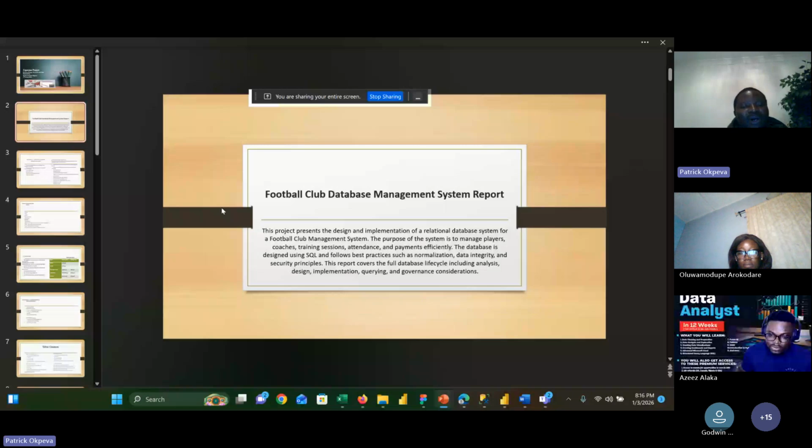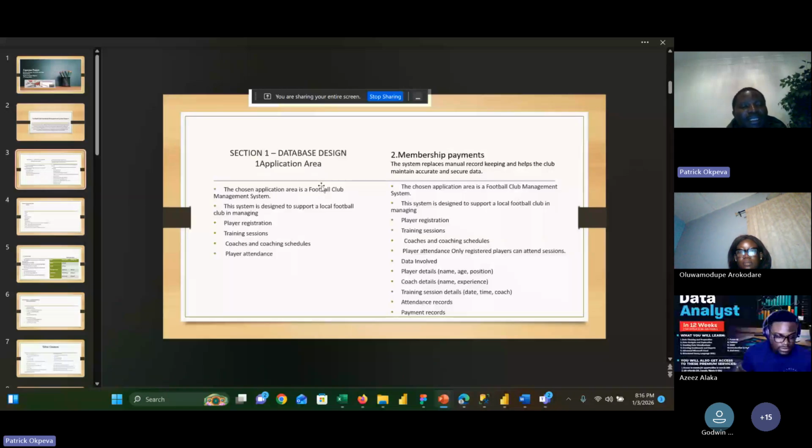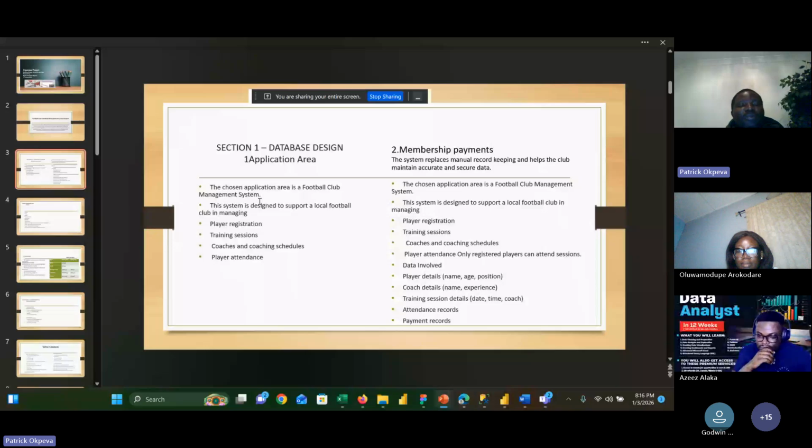Based on the requirements of this section and the details we follow, the chosen application area is a football club management system, as I said earlier. This is an existing football club that formerly did things manually. Looking at the question, what came to my mind was to present this and ensure that everything regarding this local football team is recorded and has a database built for it.